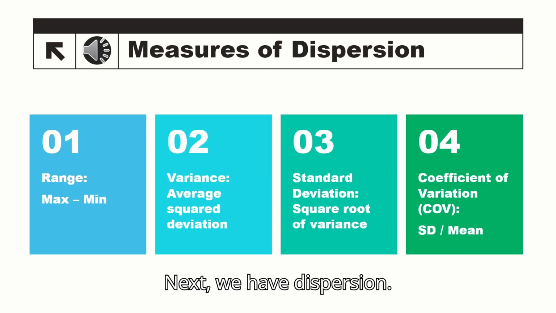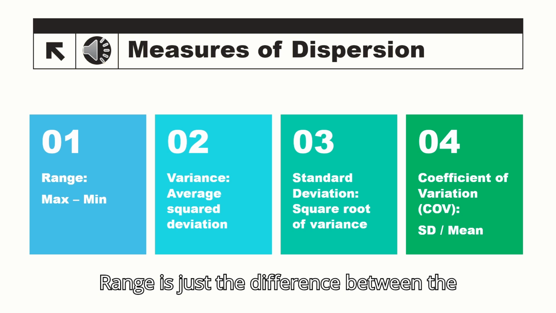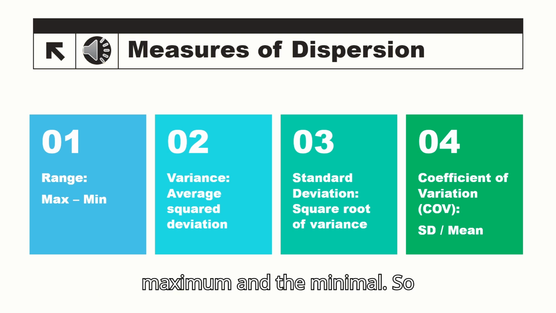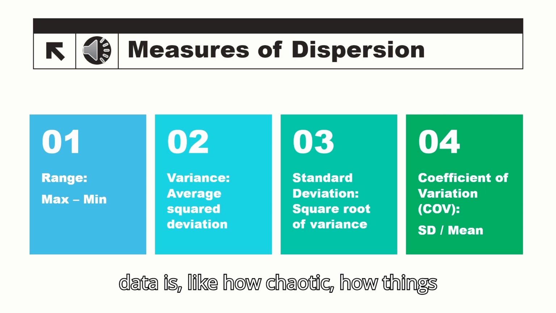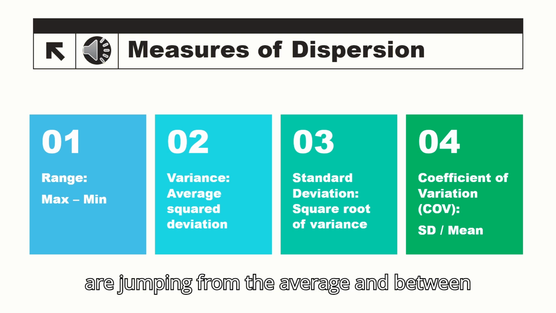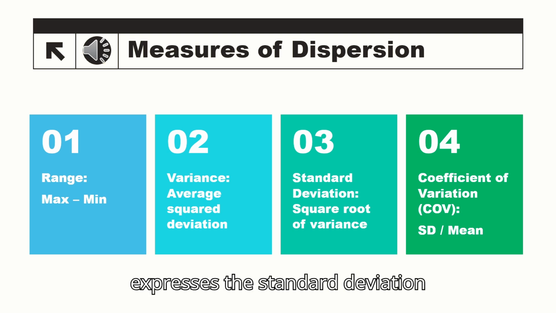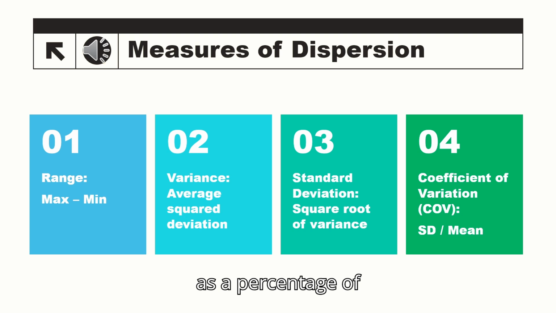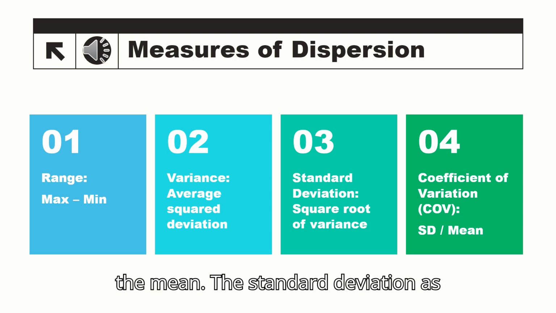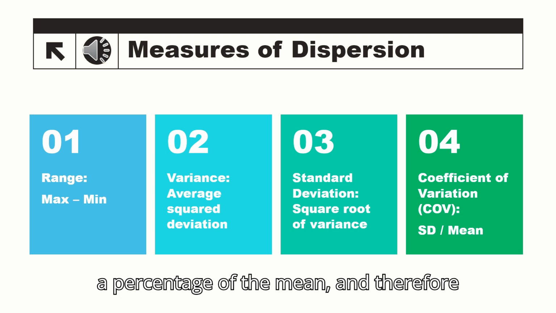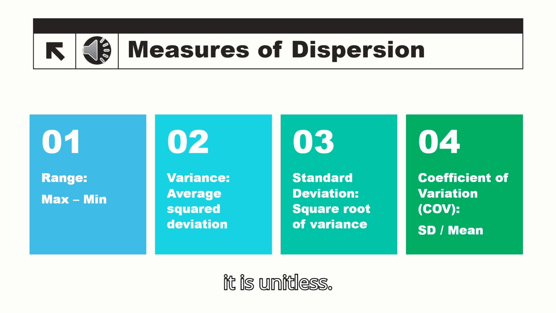Next, we have dispersion. Range is just the difference between the maximum and the minimum. So, what is the spread of the data set? Variance and standard deviation tells us how spread out the data is, like how chaotic, how things are jumping from the average and between each other. Coefficient of variation, or COV or CV, expresses the standard deviation as a percentage of the mean, and therefore it is unitless.